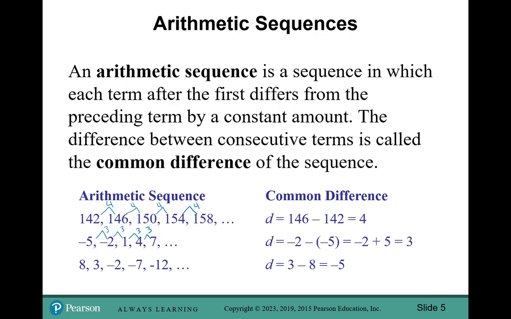Now, our common difference can be negative when we're going down. The difference between 8 and 3 is 5, but here we are going down 5. Here we were going in an upward fashion, which is why we use positive numbers. Here we're going down, so we're using a negative number. We're going down by 5 here. From 3 to negative 2, going down 5. Negative 2 to negative 7, going down 5 more. Negative 7 to negative 12, going down 5 more.